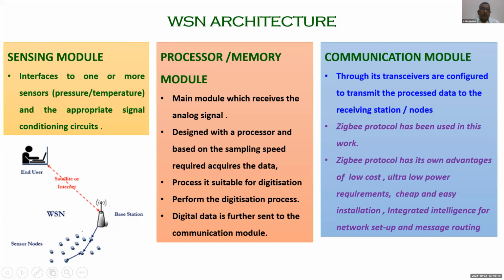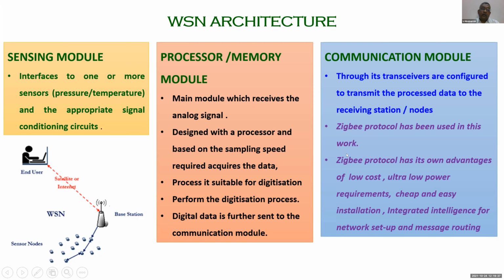The processor module, which mainly receives these analog signals, has a processor that, based on the sampling speed, acquires the data, processes it for digitization, and then performs the digitization process. It then sends the digital data onto the communication module, which, through its transceivers, here in the case a transmitter, transmits the processed data to the receiving station.